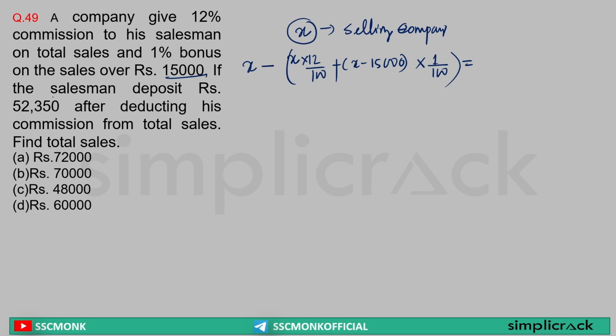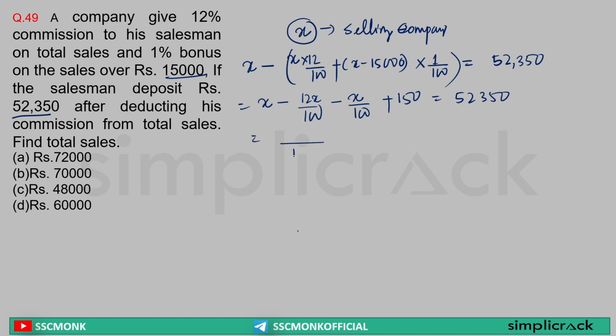Now if I take this total commission out of the total sales, I get the amount he is depositing after deducting his total commission, which is equal to 52,350. Yes or no? Now what will happen? X minus 12X by 100, minus X by 100 because I am multiplying by 100 as well, plus 15,000 divided by 100 is 150, which is equal to 52,350.